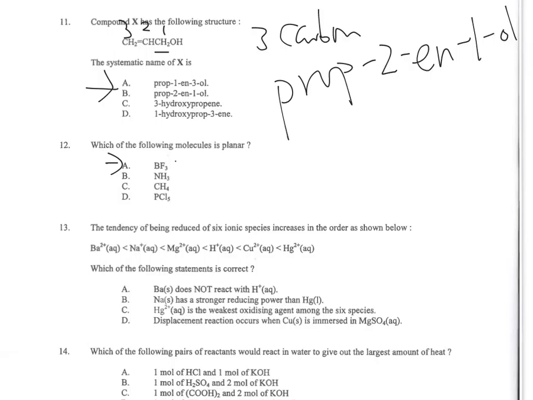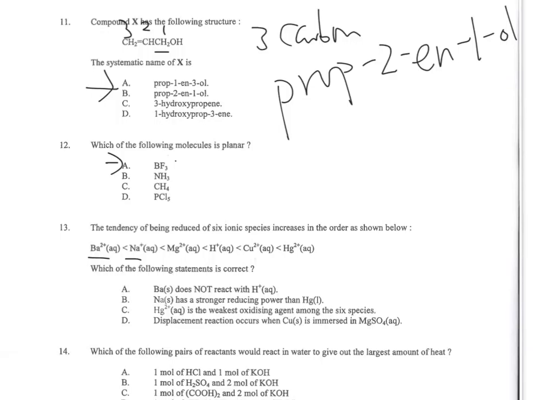So number 13, you need to look at the statements one by one. The tendency of being reduced of the 6 ionic species increases in order as shown below. Okay, so for the metal ions, if it is very difficult to be reduced, that means the original metal atom is very reactive. For example, sodium atom and barium atom. Sodium atom would be less reactive than barium atom because sodium ion is more readily reduced to become sodium atom than Ba2+.